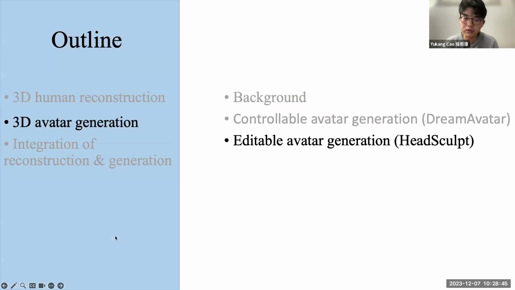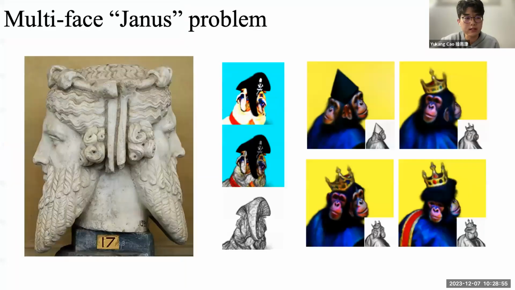After DreamAvatar, we also explored the method HeadSculpt for editing 3D generated avatars based on instructive prompts. In HeadSculpt, we want to address two problems. The first one is the multi-face generation problem. Considering the 2D pre-trained diffusion model lacks the 3D prior of the head, particularly regarding the render viewpoint, it will also always lead to multiple faces in the generated result because it mixes different viewpoints and cannot figure out which viewpoint is the front view.